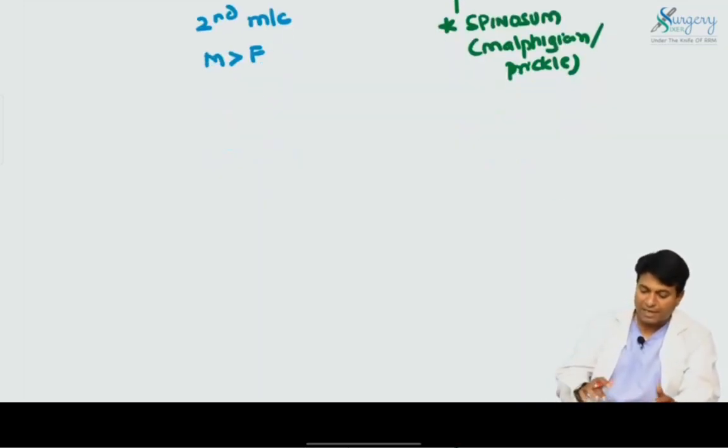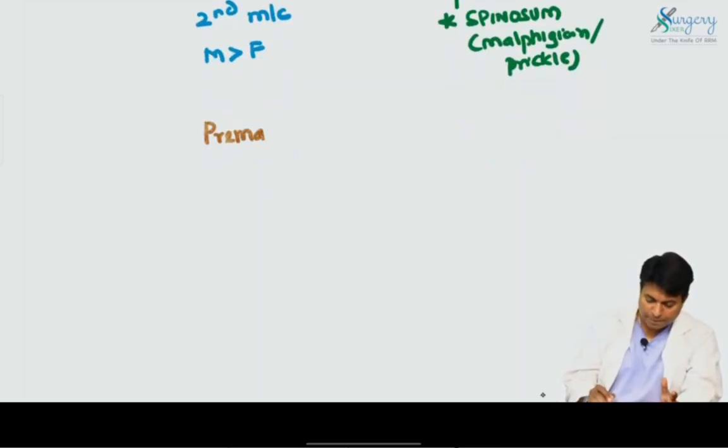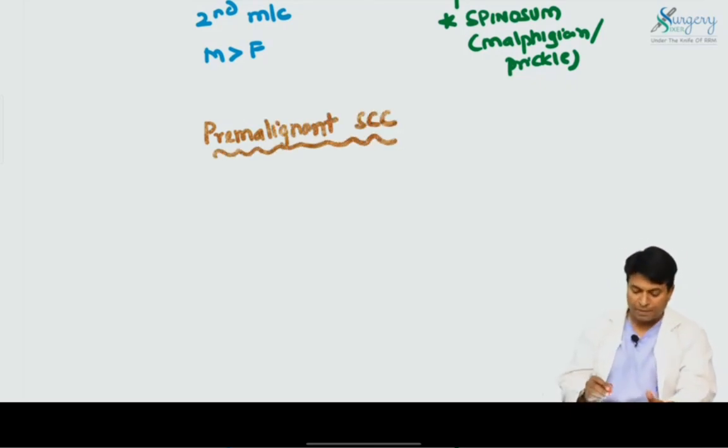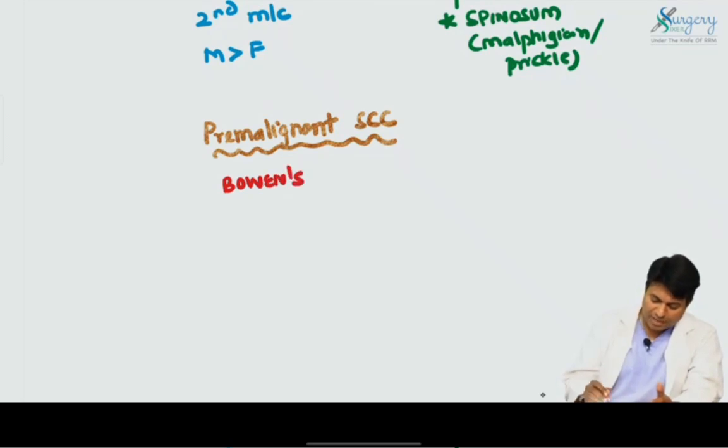So what are the pre-malignant conditions? These are very, very important pre-malignant conditions you should know. There are so many pre-malignant conditions for squamous cell cancer. Number one is Bowen's disease. You should understand what Bowen's disease is and what erythroplasia of Queyrat is. Both are important MCQs for you.